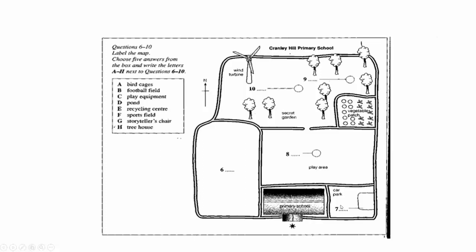If you're thinking about what's going to be in a car park, do you normally find a football field in a car park? No. Are you going to find a pond in a car park? No. You might find the recycling center. You might find a chair if they're not using it, but it's unlikely. So you can look, number 7 is a car park. Probably it's going to be recycling center or some equipment if they need storage. So you can kind of plan like that.